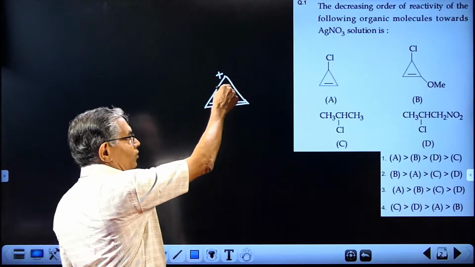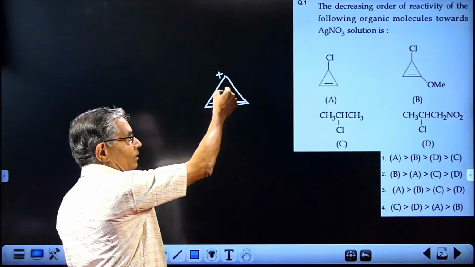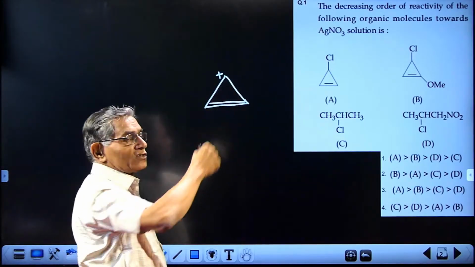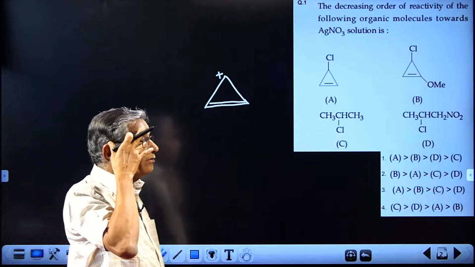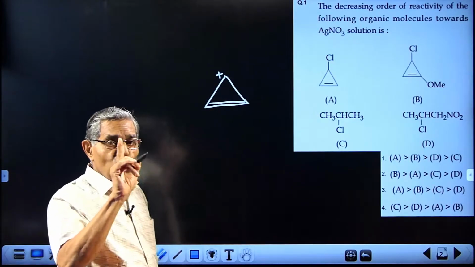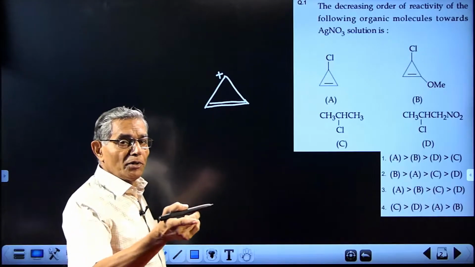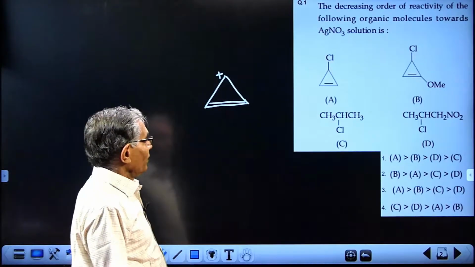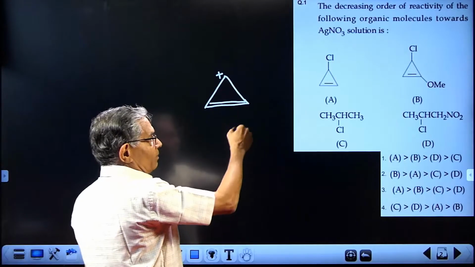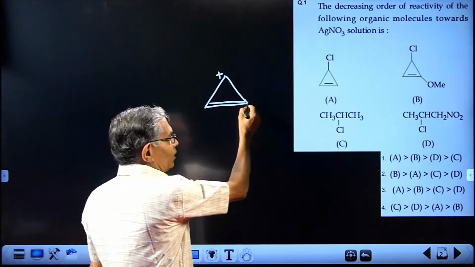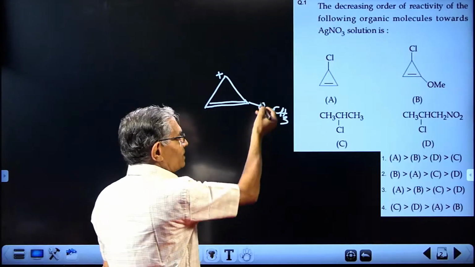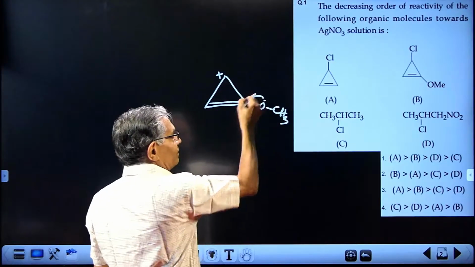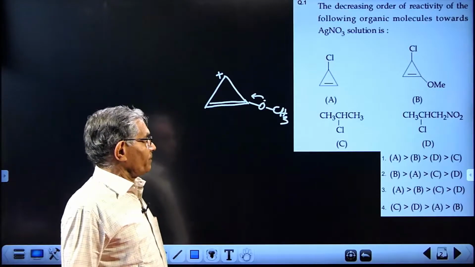All the conditions required for aromatic character are there in this compound. It should be a cyclic compound containing a completely conjugated system and also having 4n plus 2 pi electrons. Effectively, this system has got 2 pi electrons. 4n plus 2 can have the minimum value 2. So, this is aromatic. But when we have a group attached there, a group like OCH3, which can supply electrons to this ring, that will stabilize the aromatic system.